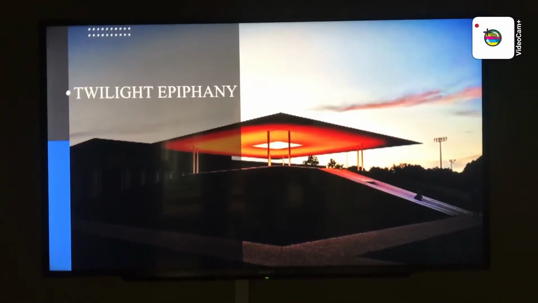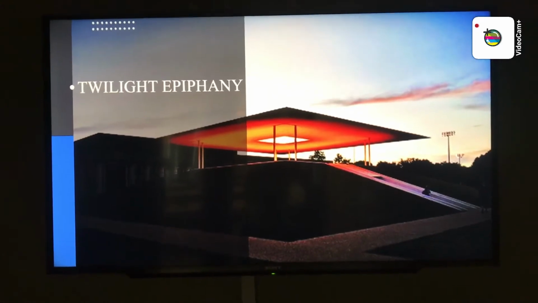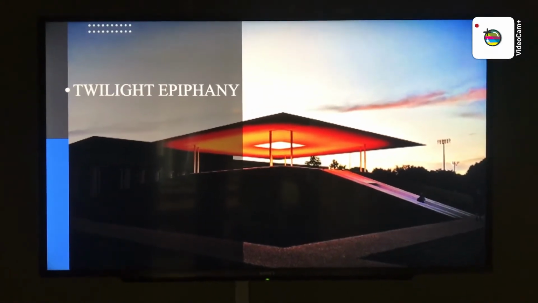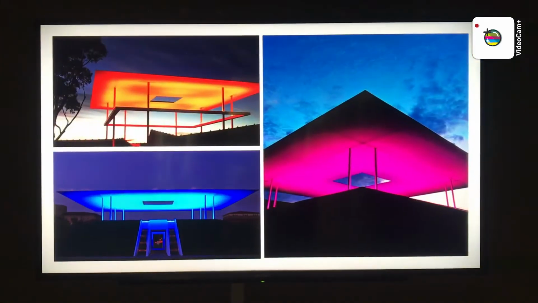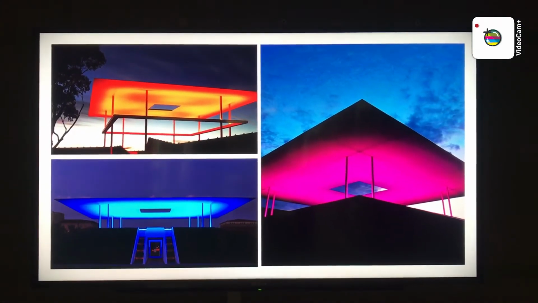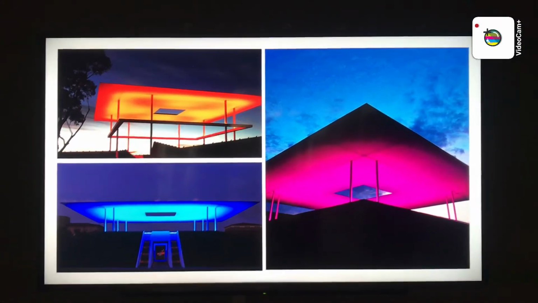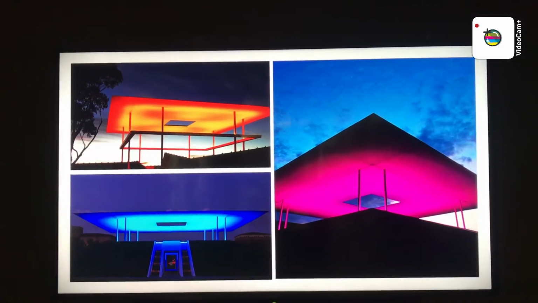So his third project is Twilight Epiphany of the year 2012. Unlike many of his other skyspaces, Twilight Epiphany changes the color of the light on the inside of the aperture to correspond to the sun's position in the sky.